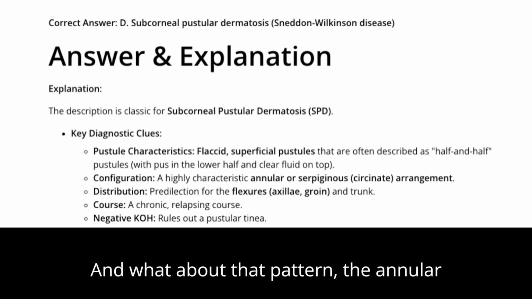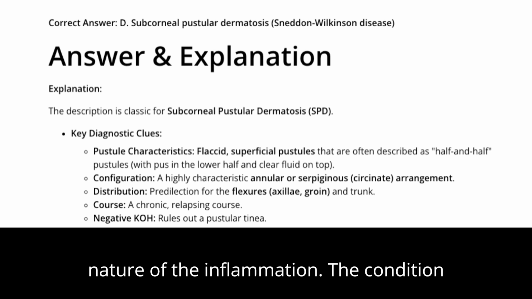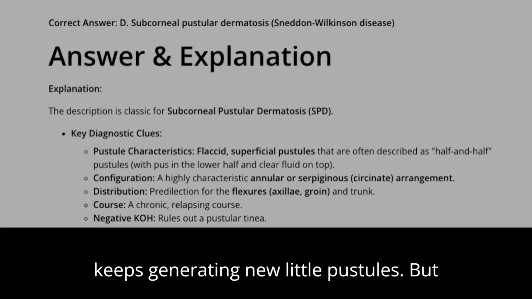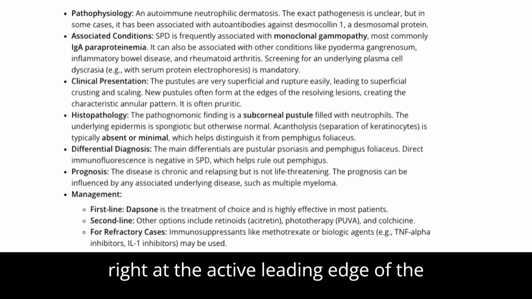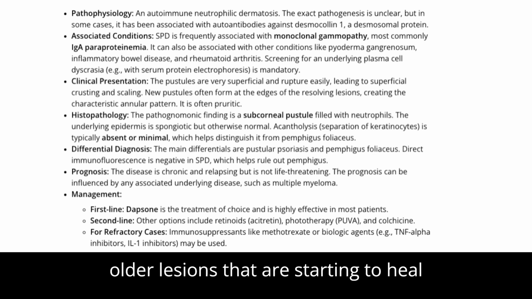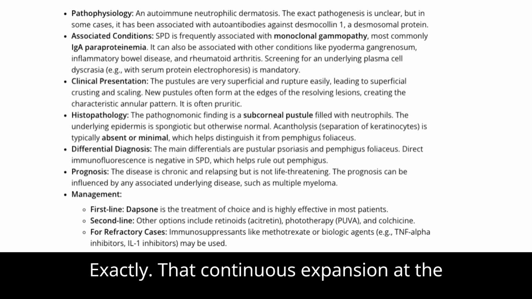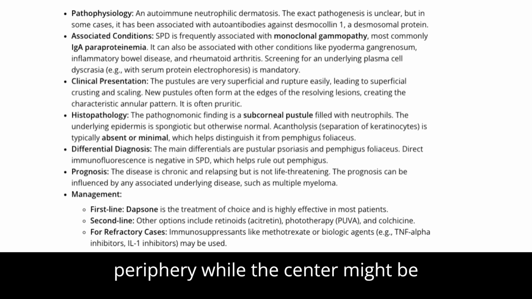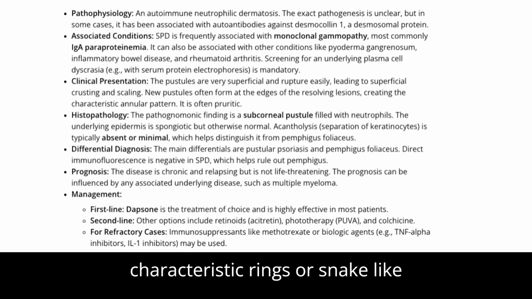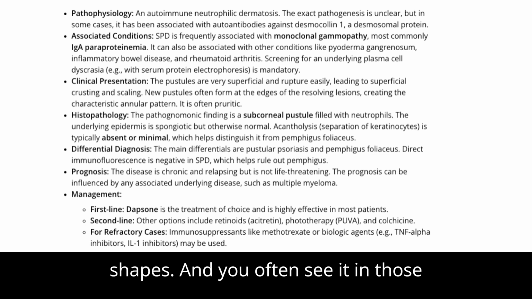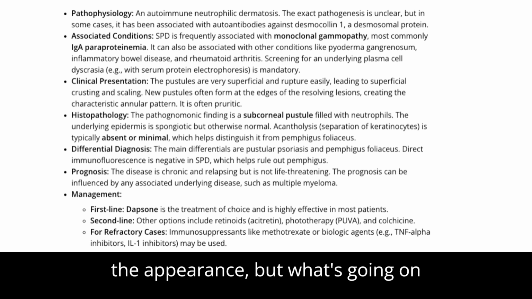Wow. And what about that pattern, the annular serpiginous thing? How does that form? It's really just a result of the chronic nature of the inflammation. The condition keeps generating new little pustules. But where do they form? They tend to pop up right at the active leading edge of the older lesions that are starting to heal and crust over. Ah, so it creeps outwards. Exactly. That continuous expansion at the periphery, while the center might be clearing, is what creates those really characteristic rings or snake-like shapes. And you often see it in those flexural areas, like the trunk folds, groin, under the arms. Okay, that clarifies the appearance.